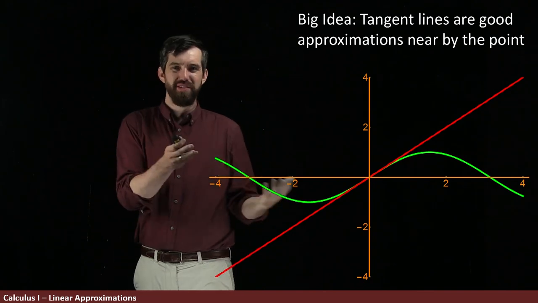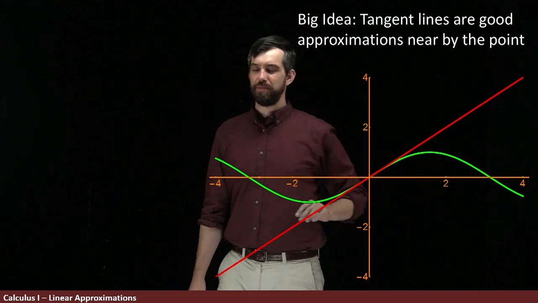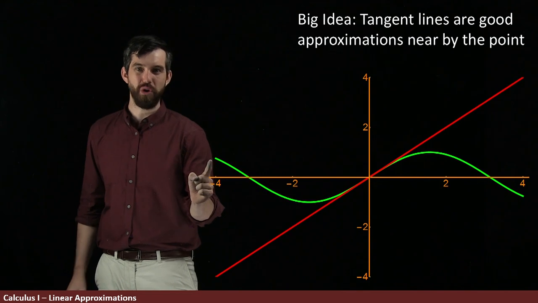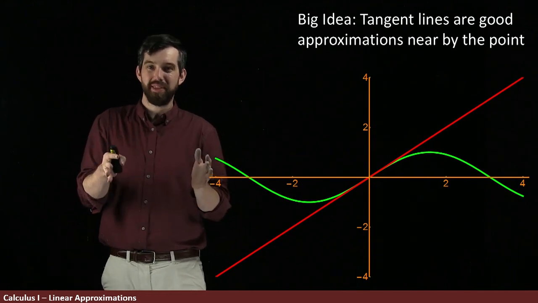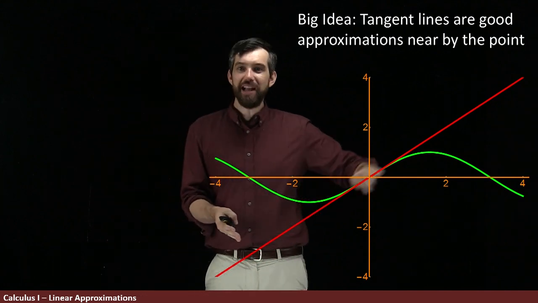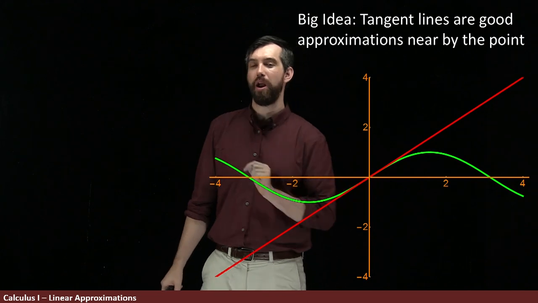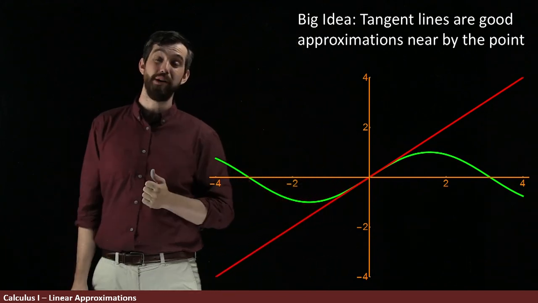And you can sort of intuitively see here that right near zero, sine and its tangent line are right on top of each other. But far away, like over here, sine and the tangent line have nothing to do with each other. It's quite dependent on the fact that the tangent line is a tangent line at one point. And near that one point where I put my tangent line, it's a pretty good approximation. Far away, it absolutely does not appear to be.